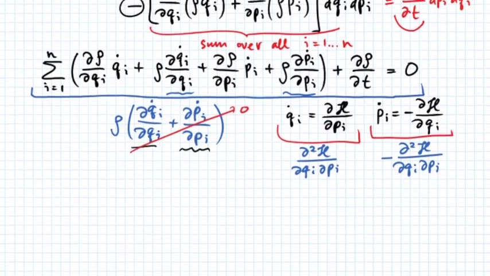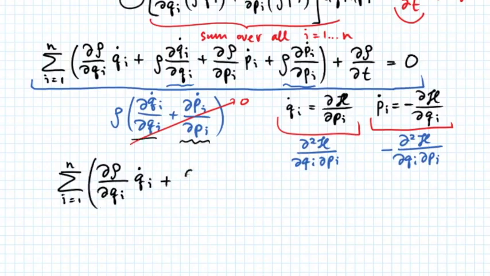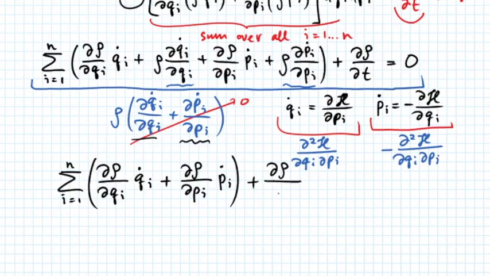Therefore, the whole expression for the phase space density is simplified. Now we'll simply have the sum from i equal 1 to n of the partial derivative of the phase space density with respect to coordinate q_i times q_i dot, plus the partial derivative of the phase space density with respect to p_i times p_i dot, and plus the partial derivative of the phase space density with respect to time, and that is equal to 0.